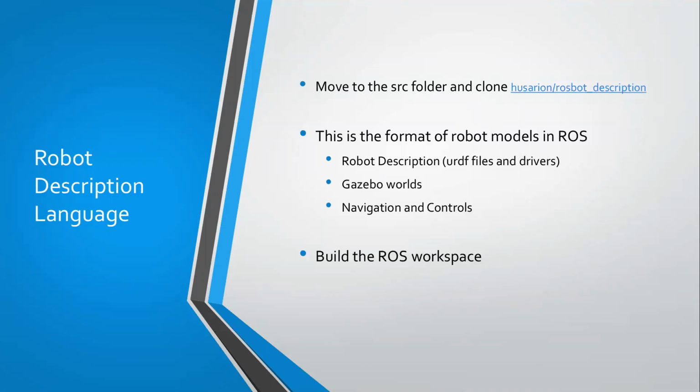So when a company or a vendor makes a robot, they give some sample Gazebo worlds along with their package and some navigation and control examples, so that we can easily test the stuff and get an idea how the packages or the robot can be used.